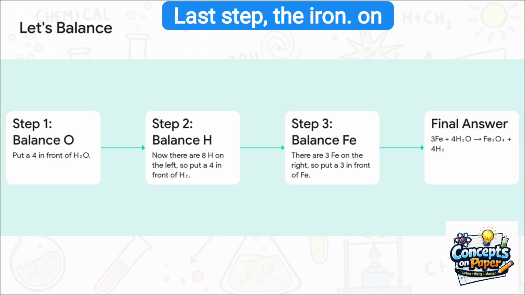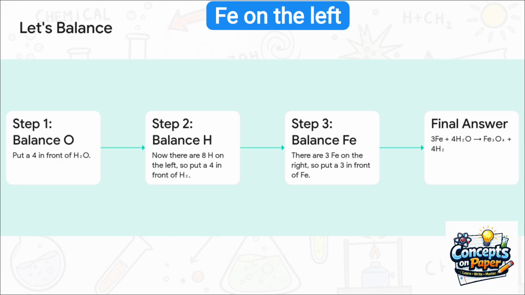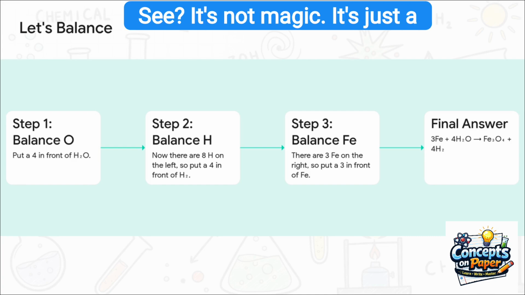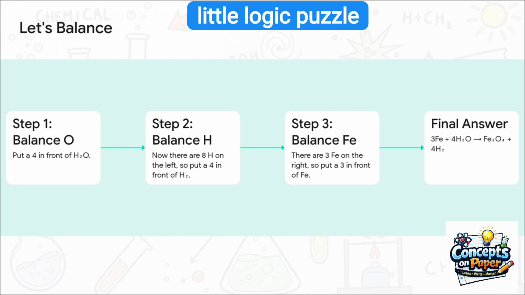Last step, the iron. We've got 3 on the right, so we just need to put a 3 in front of the Fe on the left. And we're done. It's perfectly balanced. See? It's not magic. It's just a little logic puzzle.